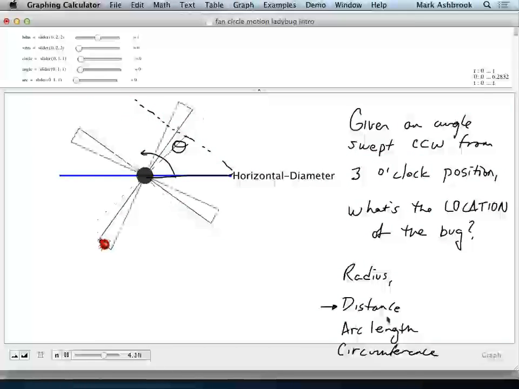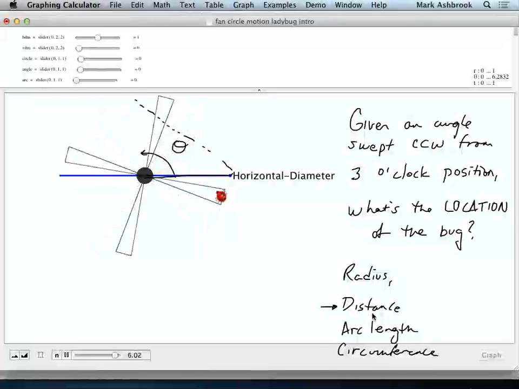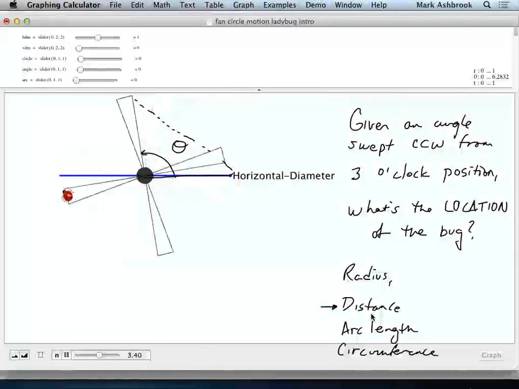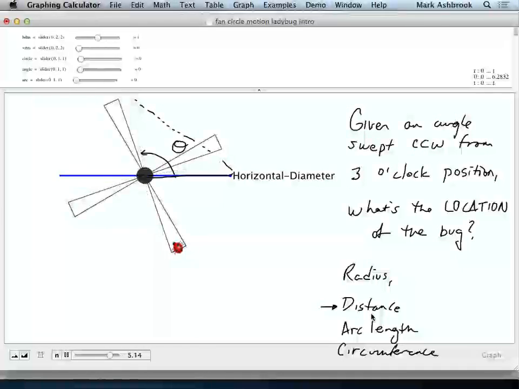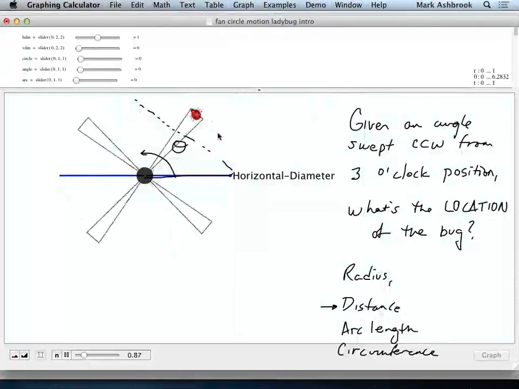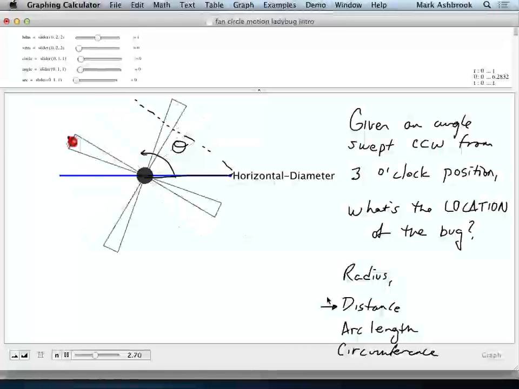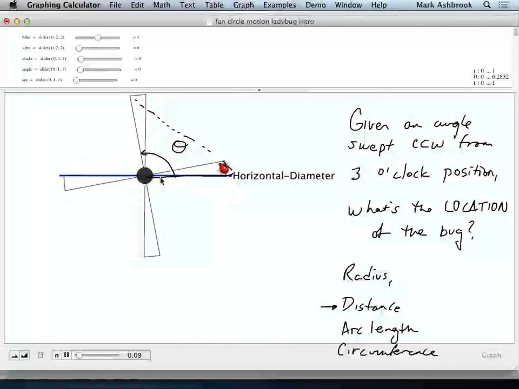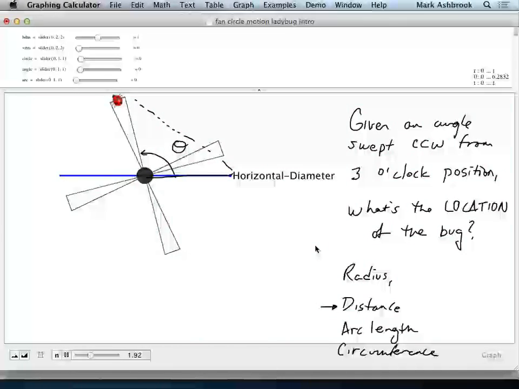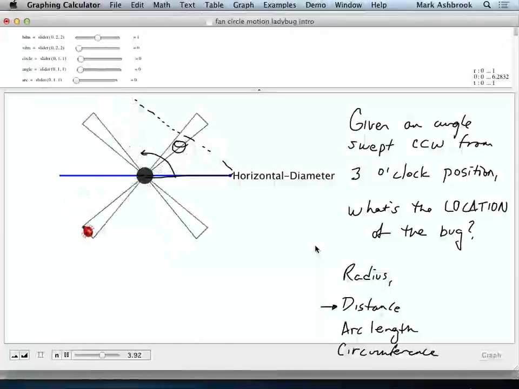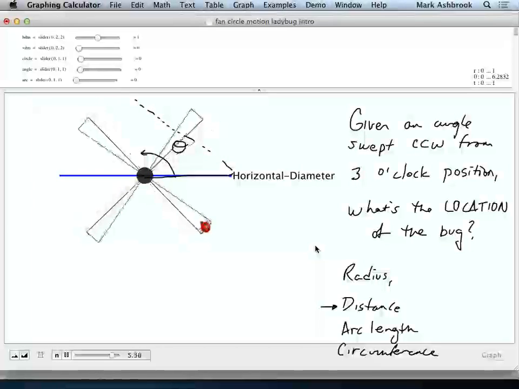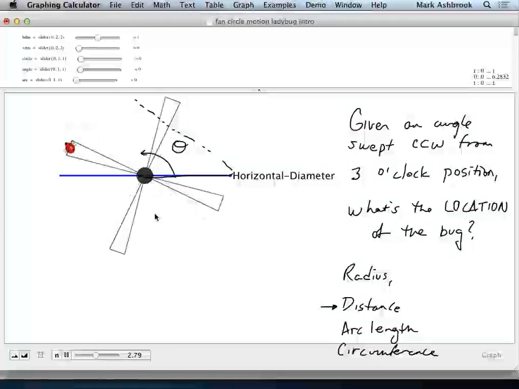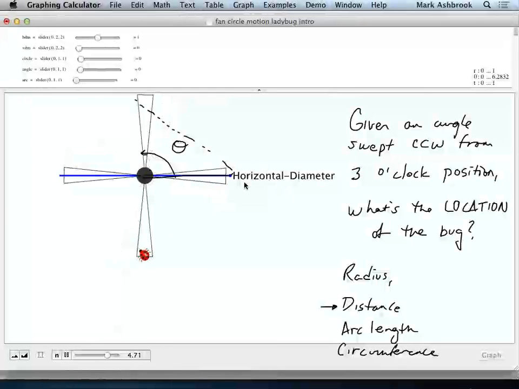So this goes back to distance. What distance could we measure relative to the horizontal diameter? The arc length? The arc length doesn't have anything to do with the horizontal diameter. Yeah, so we got arc length, but what about relative to the horizontal diameter? Not a vertical diameter, right? So vertical diameter would be here. But what distance? So you're on the right track.